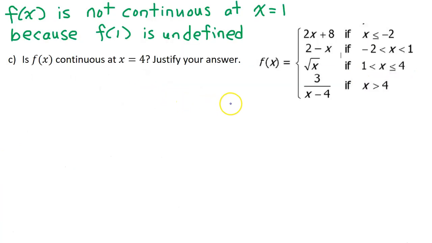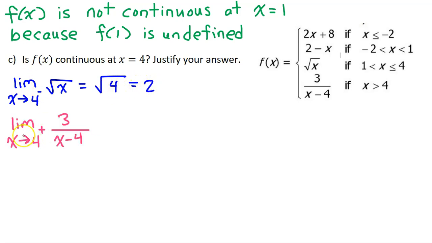The last place where f of x might have a discontinuity is at x equals 4. So the question becomes, is f of x continuous at x equals 4? Justify your answer. To find the limit as x approaches 4 from the left, we use the square root piece. We can evaluate this limit by direct substitution. Plugging in the 4 for x, we get the square root of 4, which is equal to 2. To find the limit as x approaches 4 from the right, we use the 3 over x minus 4 piece.